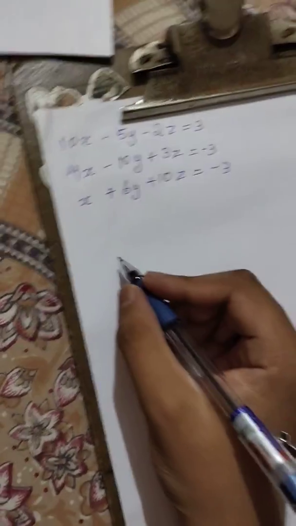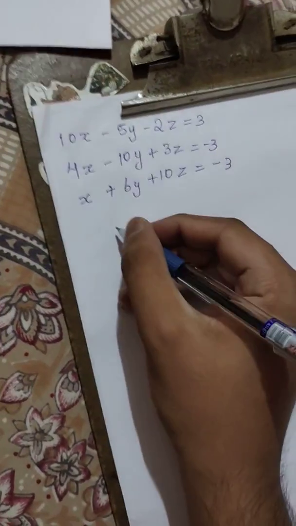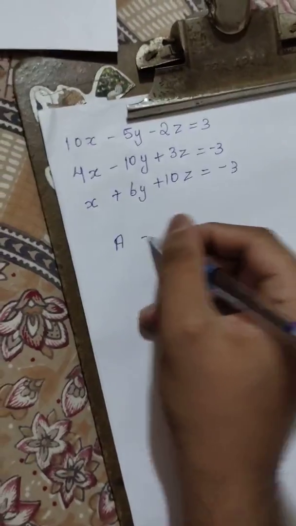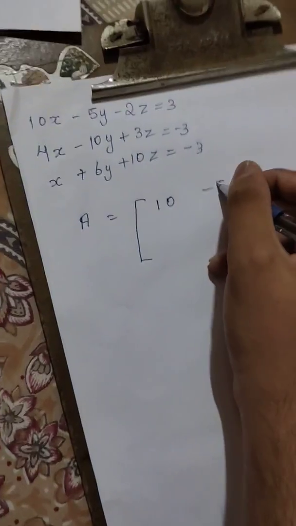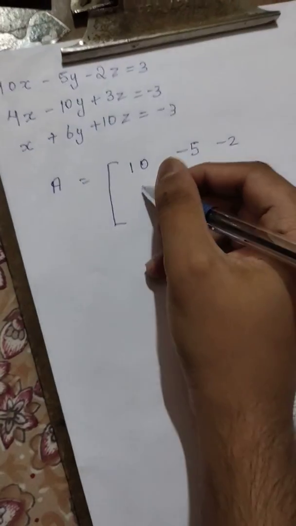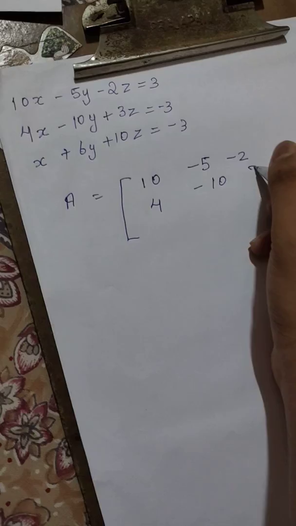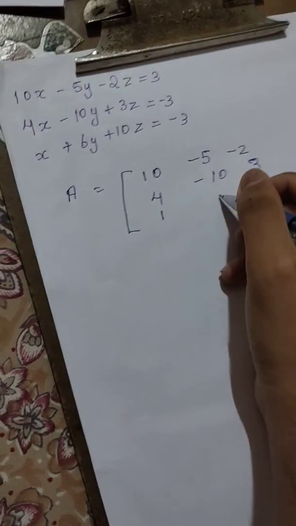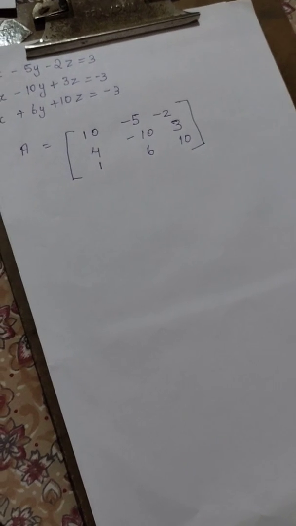So these are the given equations. Let us write them in matrix form. A is equal to [10, -5, -2; 4, -10, 3; 1, 6, 10]. The first condition we must check is whether this diagonal matrix satisfies the Gauss-Jacobi condition.